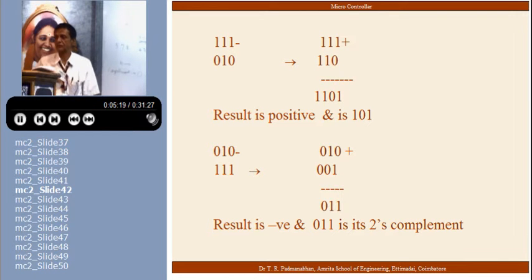The same examples I have taken here. We have taken the complement. I can proceed.